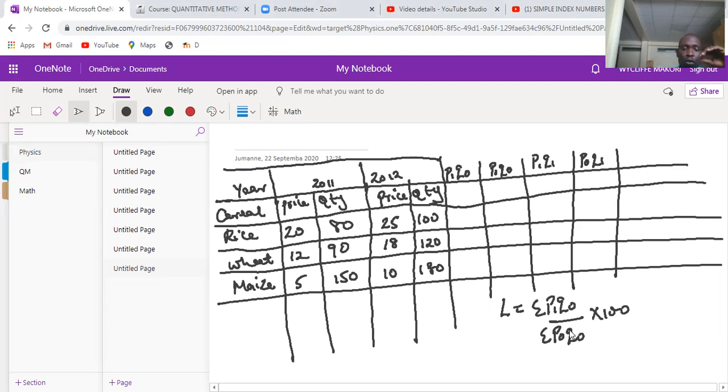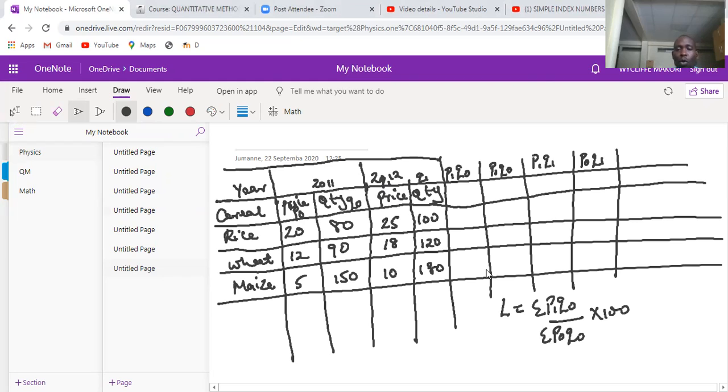I want you to note this. When we are talking about the current year, because 2011 and 2012 are the years of comparison, 2012 will be our current year and 2011 is going to be our base year. The price for 2011 is referred to as P0 and the quantity for 2011 is referred to as Q0. So the base quantity is referred to as Q0. Whereas the price for 2012, which is the current year, is going to be denoted by P1 and the quantity by Q1.